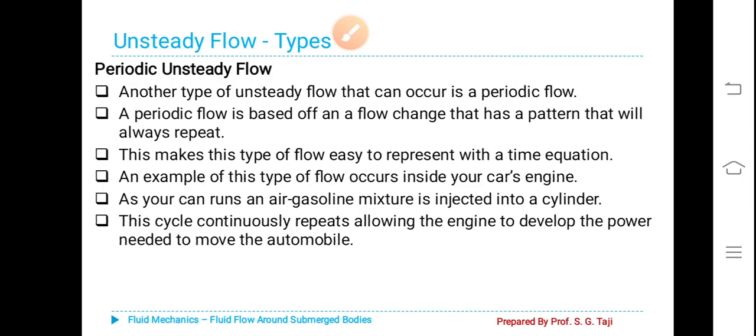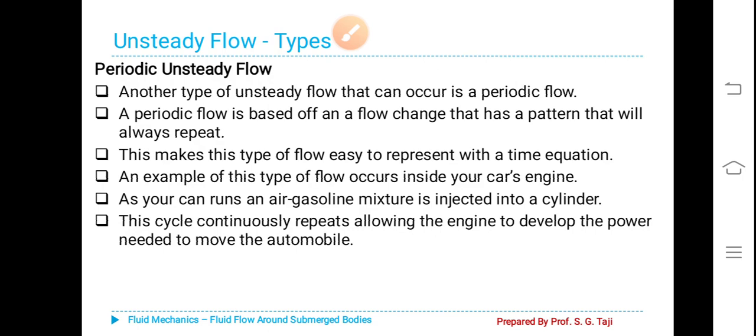Periodic unsteady flow is another type of unsteady flow. A periodic flow is based on a flow change that has a pattern that will always repeat. They will repeat again and again and again, that is periodically. This makes this type of flow easy to represent with a time equation. An example of this type of flow occurs inside your car's engine.